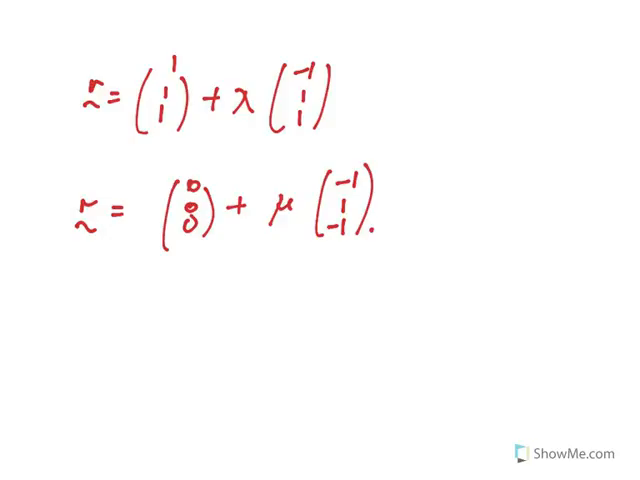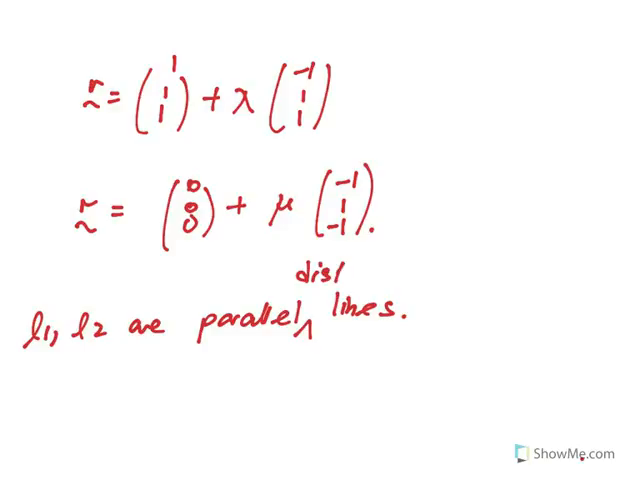But if they have different position vectors, can they still be intersecting? No. So all you need to do is, because they are parallel, just write L1 and L2 are parallel lines and not intersecting.